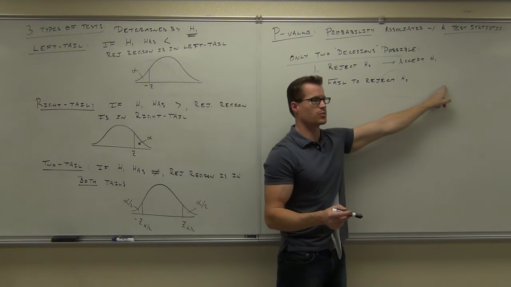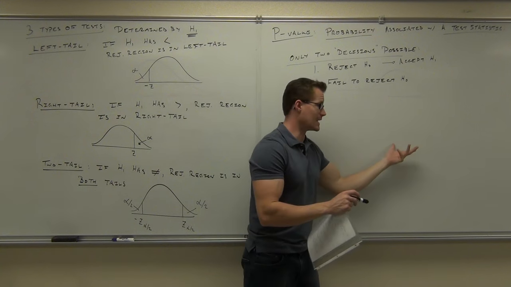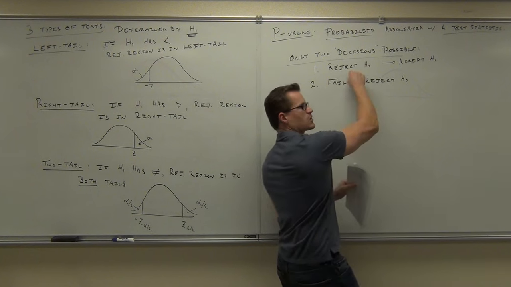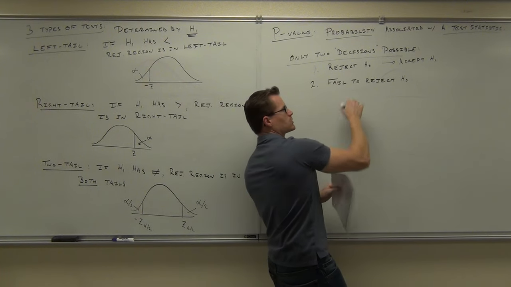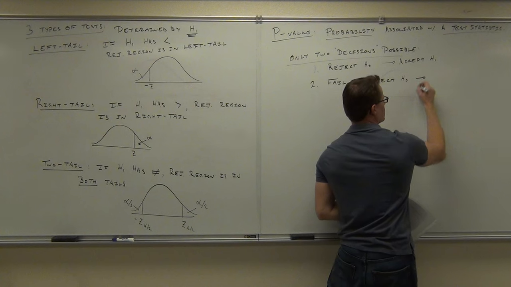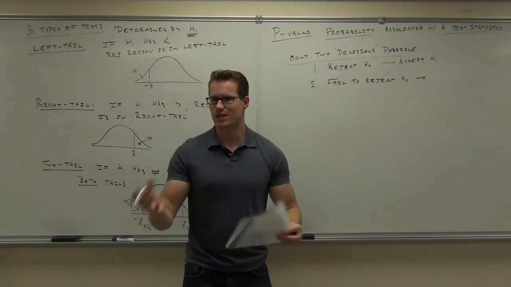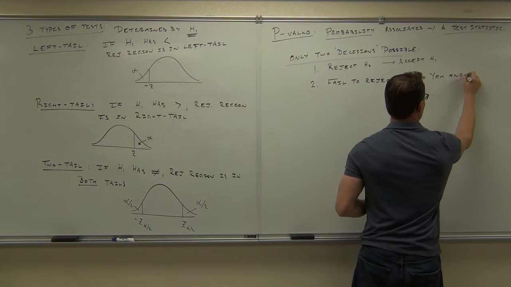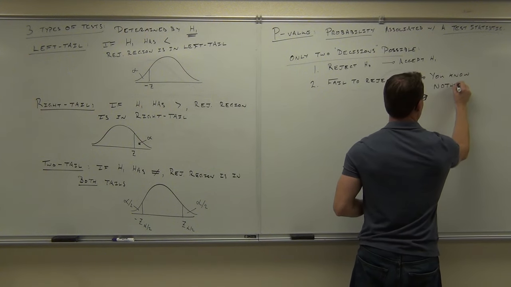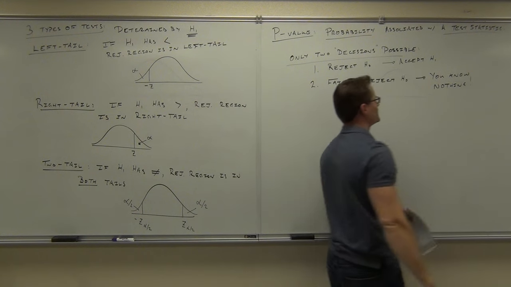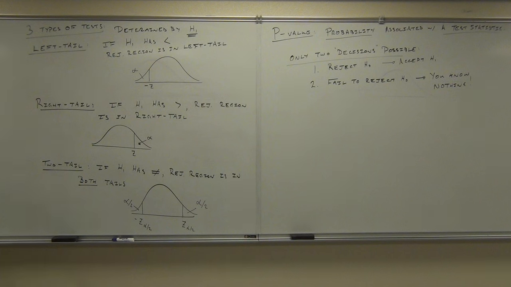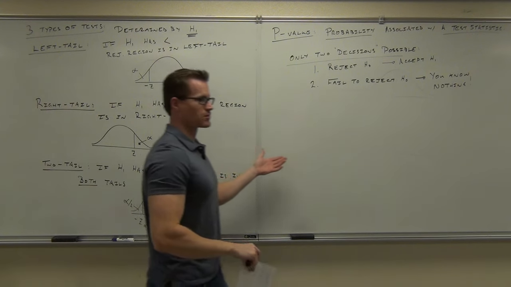Can you say anything about H sub 1? Then you can't say anything about anything, then you're done. There's no decision on this. So if you reject H sub 0, you do accept H sub 1. If you fail to reject H sub 0, you don't know anything about your statement whatsoever. You know nothing. Love that one. Can't prove it right, can't prove it wrong. You're stuck.